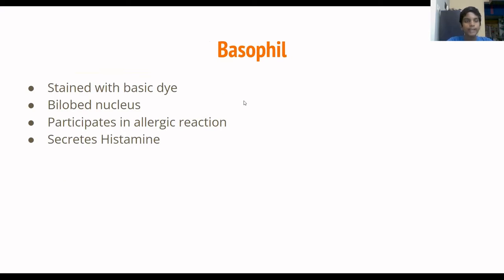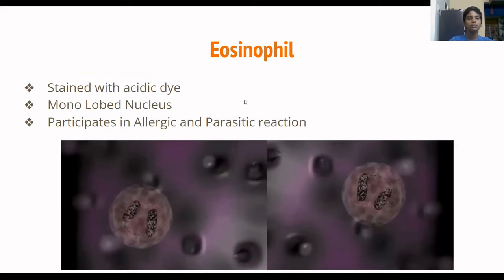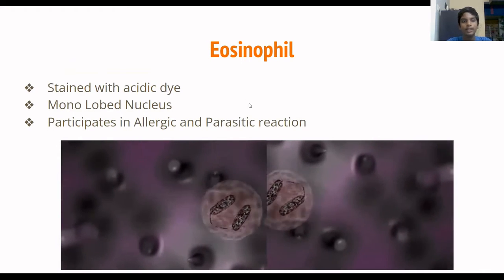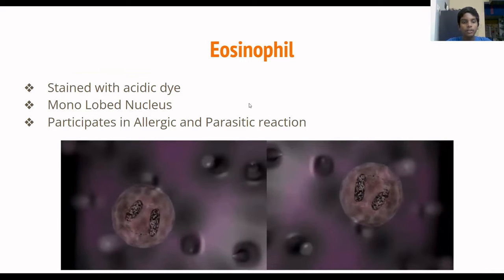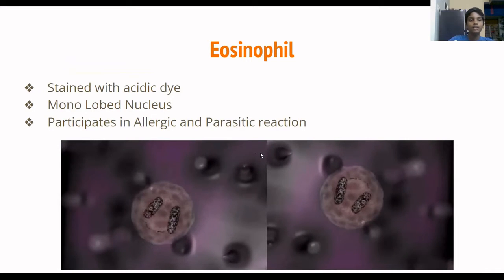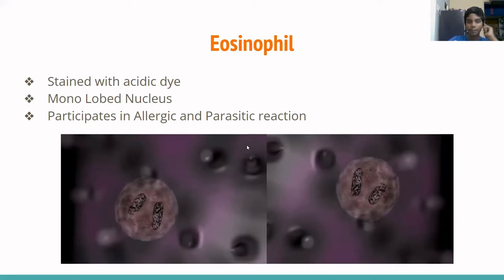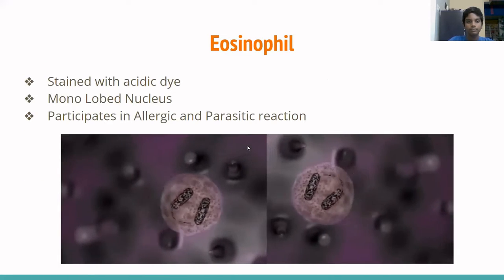Basophil. They are stained with basic dye. They have a bilobe nucleus. They participate in allergic reactions. They secrete histamine. Histamine is a chemical. Eosinophil. They are stained with acidic dye. They have a monolobe nucleus, as you can see here. They participate in allergic and parasitic reactions.